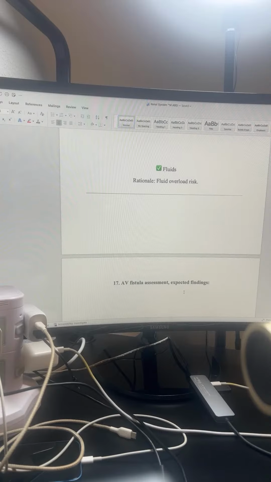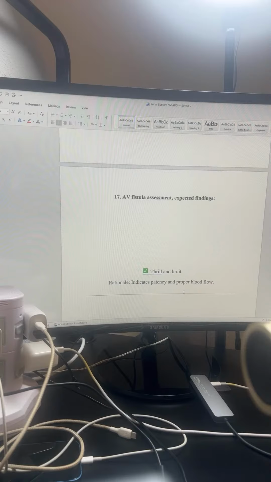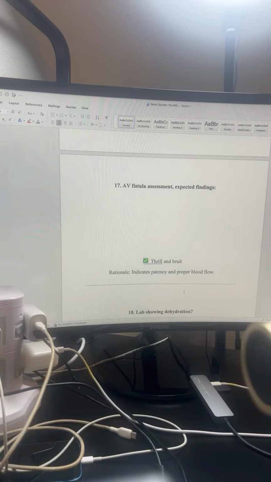Your AV fistula assessment, what are some expected findings? So you have your patient that has a fistula. What are some expected findings for this patient? Your thrills, your bruits. And that indicates patency and proper blood flow. All right. So you definitely want to make sure you're feeling and checking.